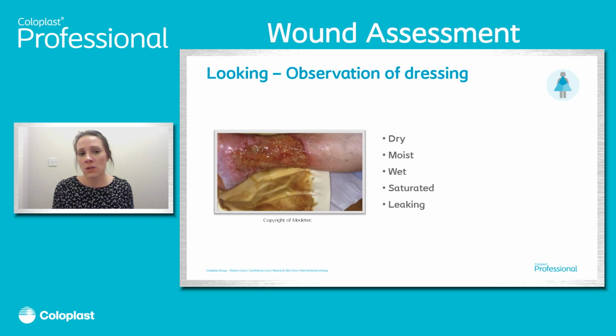So some of the observations that we're looking for on a dressing when we're removing a dressing, for example, would be how wet it is, what's the exudate level like, is there an odour? But if we're using just sight, we should be able to see whether it's dry, moist, wet, completely saturated, or whether there's leaking onto clothing, for example. And that will give us a good idea as to whether the management plan that we currently have in place is appropriate or not.